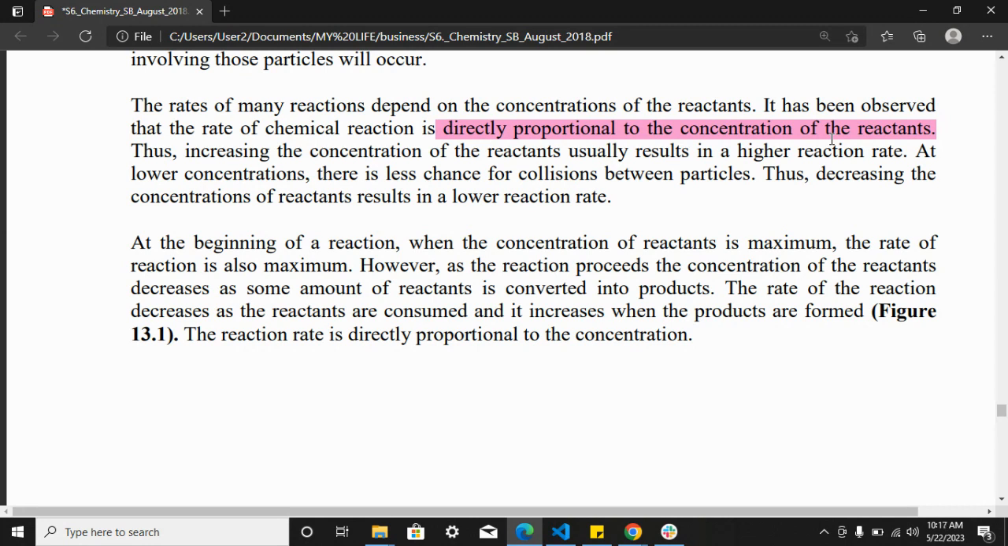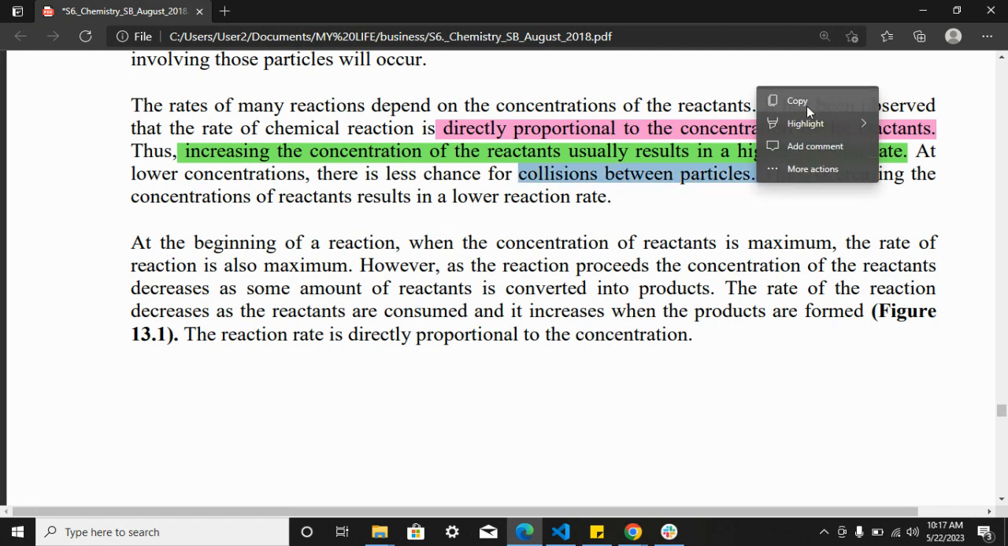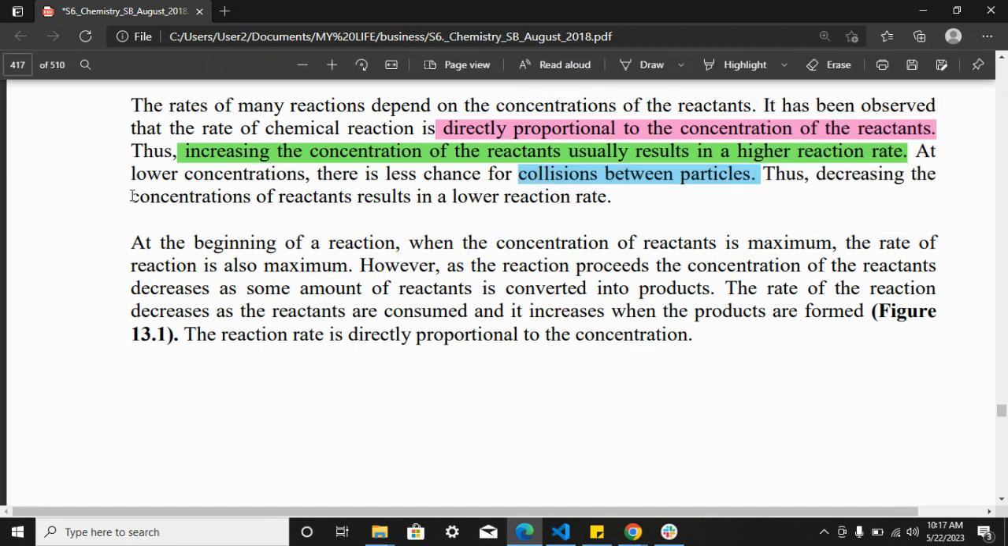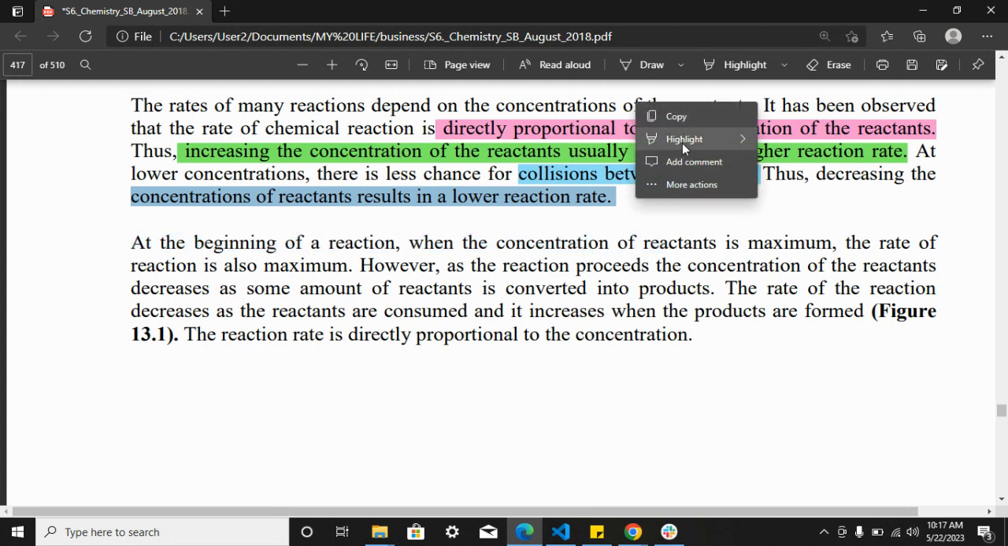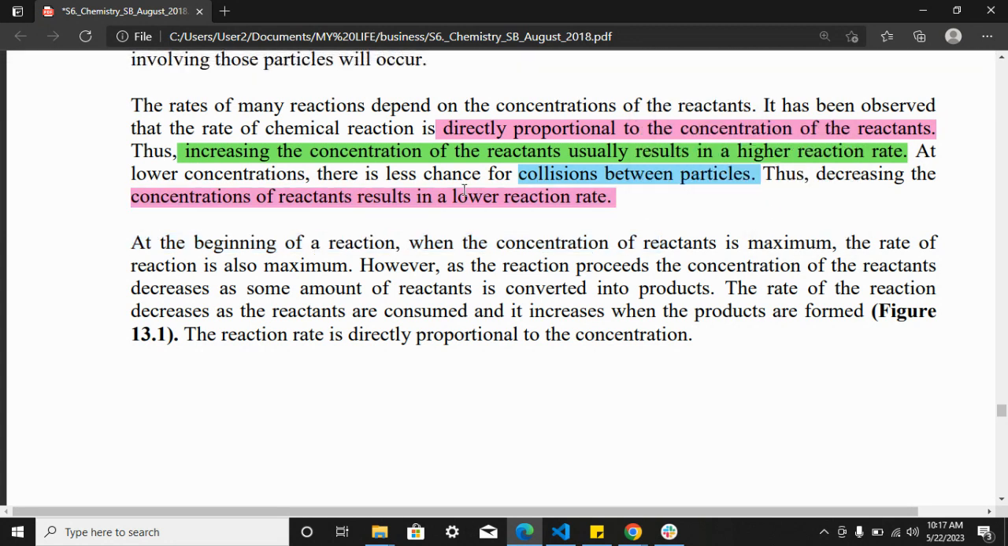So increasing the concentration of the reactants usually results in a higher reaction rate. If we raise the concentration of one of the reactants by adding more particles or a larger quantity, the rate of reaction becomes higher than when it was low. At low concentrations there is less chance of collisions between particles, because there are fewer particles and less chance of hitting the other reactants. So decreasing the concentration of the reactants lowers the reaction rate.